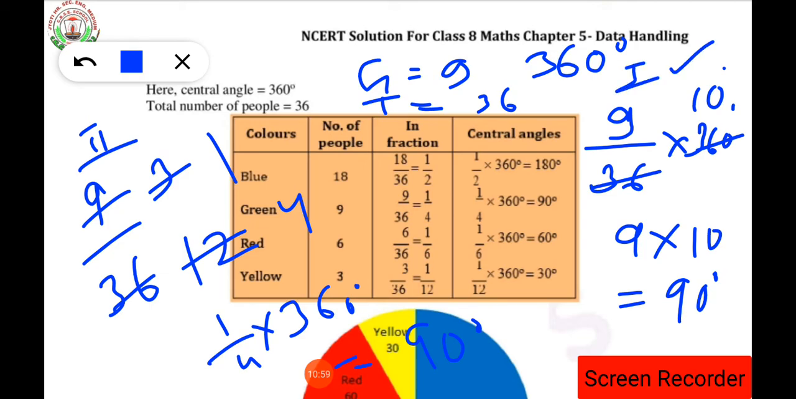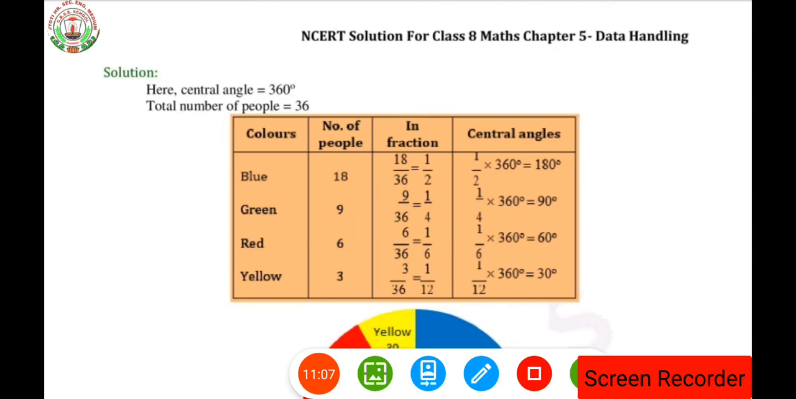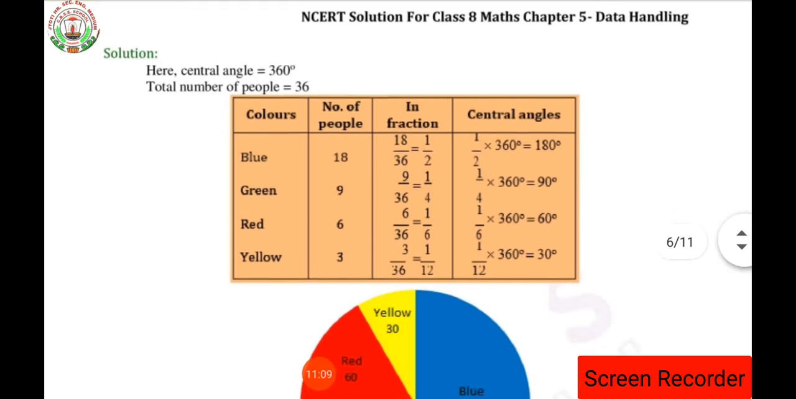Okay. So this is the first method and this is the second method. In both ways you can calculate the central angle. Clear everyone? Now in the third, what is the third color we are having?